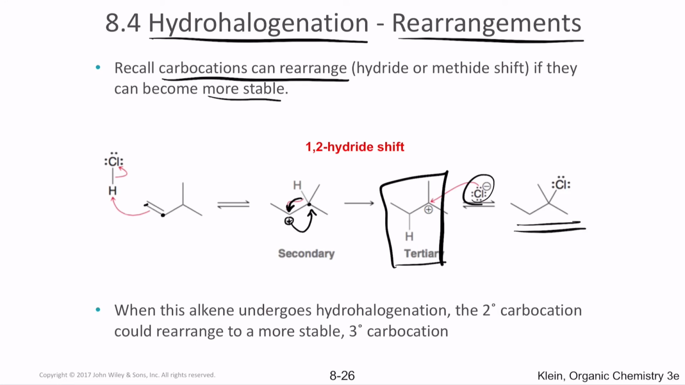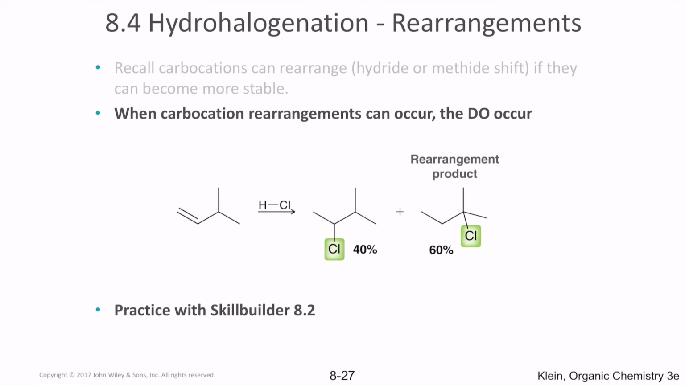So when this alkene undergoes hydrohalogenation, what is happening here is that the secondary carbocation could rearrange itself to a more stable tertiary carbocation. So this is the idea behind the compound here. Now, when carbocation rearrangements can occur, the rearrangement product will always be the one that is more favorable. If there is a chance of rearrangement, that's the product that will form.